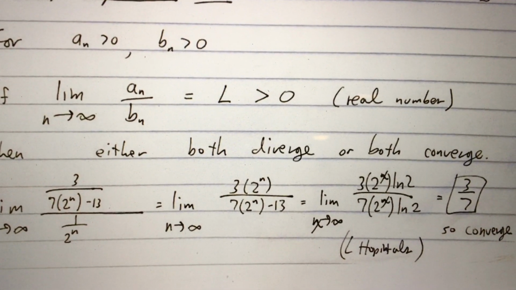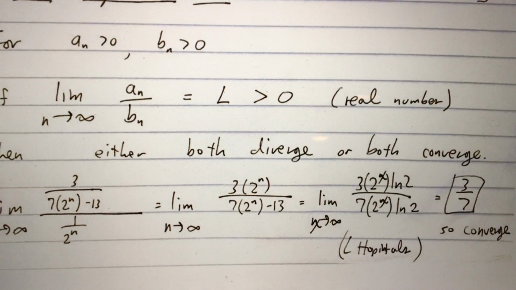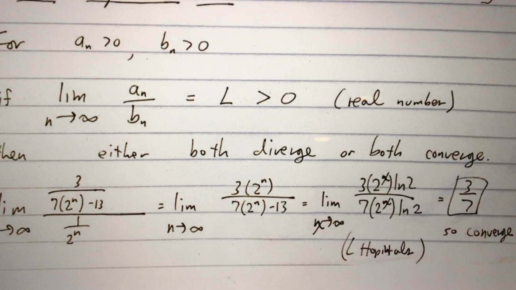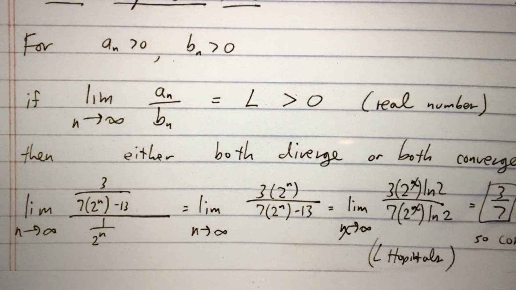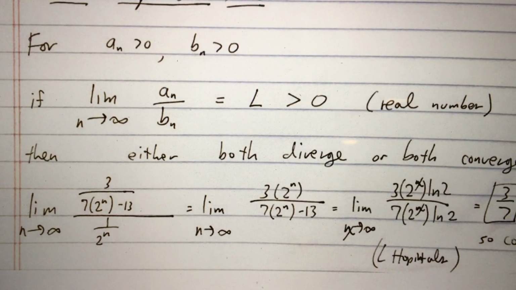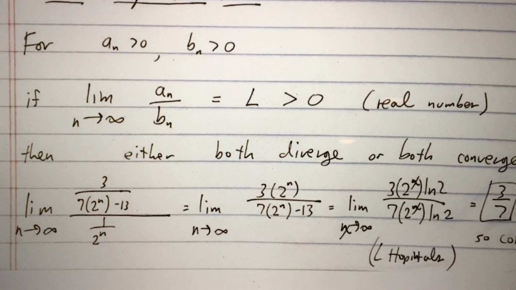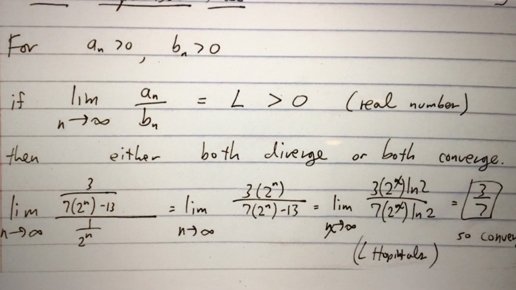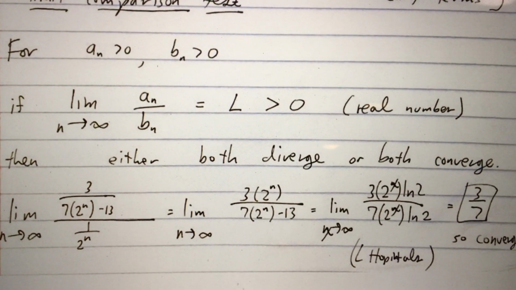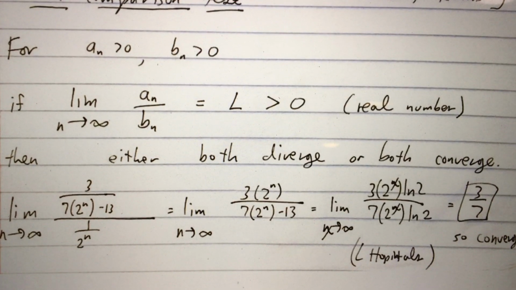So that's a real number, not 0, not infinity. It converged, and that means that either both the sequences diverge or both converge. But now you have to look and tell what you know about the well-known sequence. So the well-known sequence was 1 over 2 to the n.